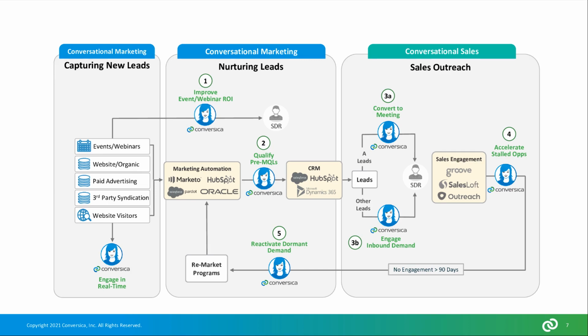So here, if we think about the 5 areas I'm going to be covering: in the first part, how can you use conversational AI to improve your event and webinar ROI? We're going to talk about that. The second area is how can you use it to really qualify those pre-MQLs, so you can see if those leads better fit your ICP before you hand them off over to sales.